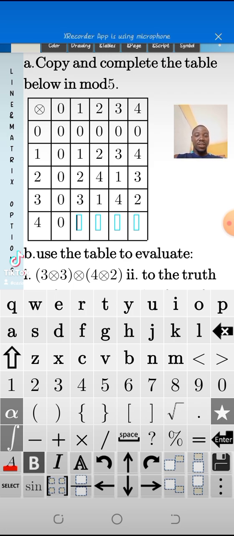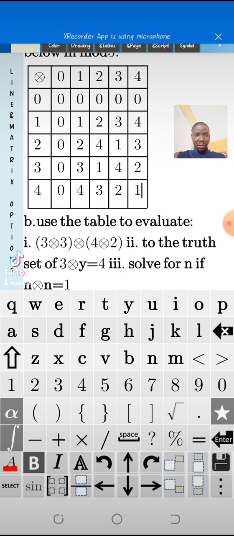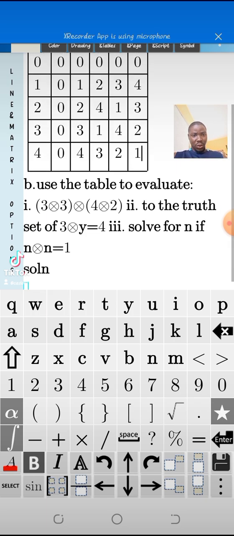4 times 0 is 0. 4 times 1 is 4. Then 4 times 2 is supposed to be 8, but our answer here is 3. Then 4 times 3 is 2. And then, of course, 4 times 4 is going to give us 1. So that's how to copy and complete the table they ask us to do.